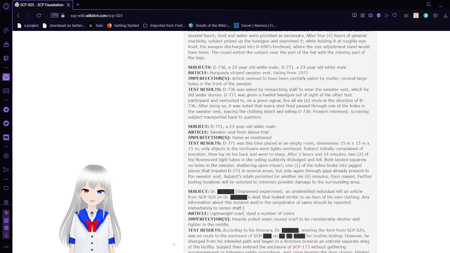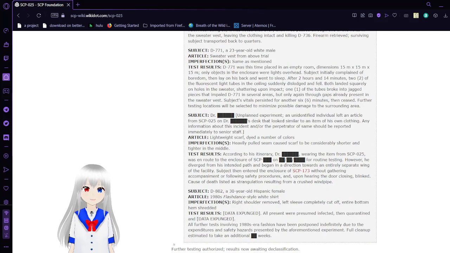After 2 hours and 14 minutes, two of the fluorescent light tubes in the ceiling suddenly dislodged and fell. Both landed squarely on holes in the sweater, shattering upon impact. One of the tubes broke into jagged pieces that impaled D771 in several areas, but only through gaps already present in the sweater vest. His vitals persisted for another 6 minutes. Likely to minimize possible damage to the surrounding area.